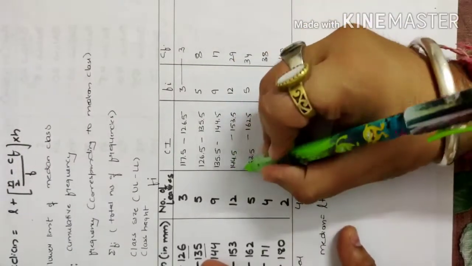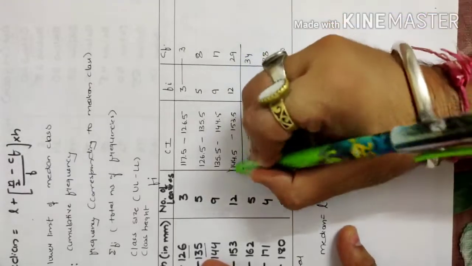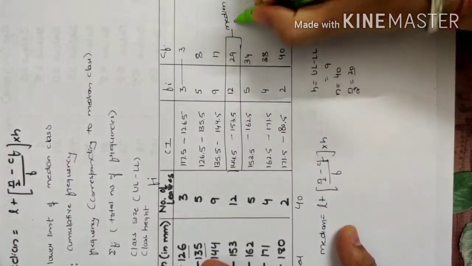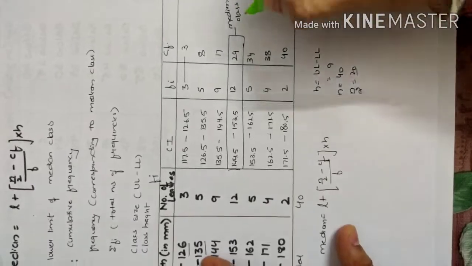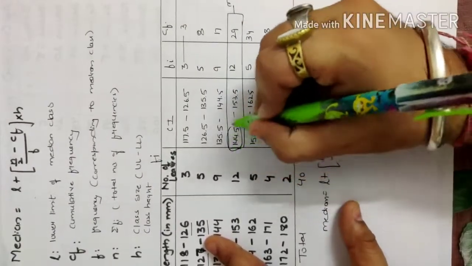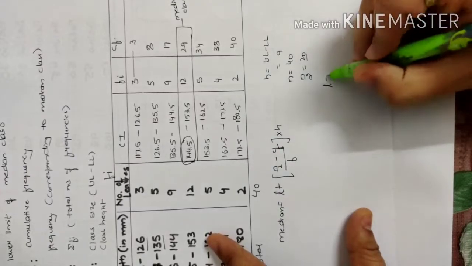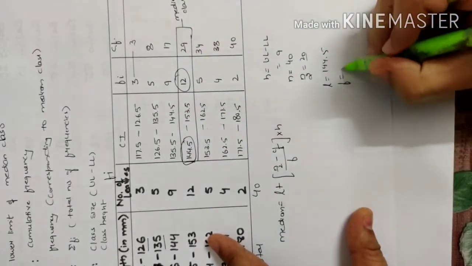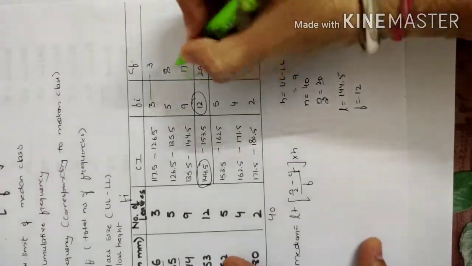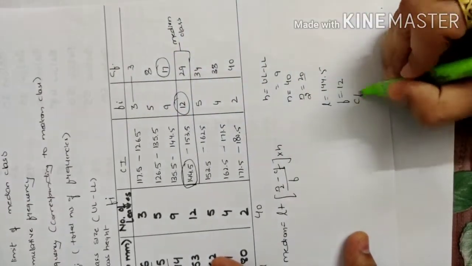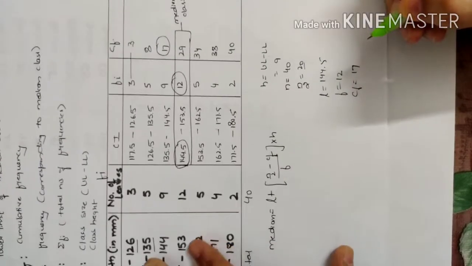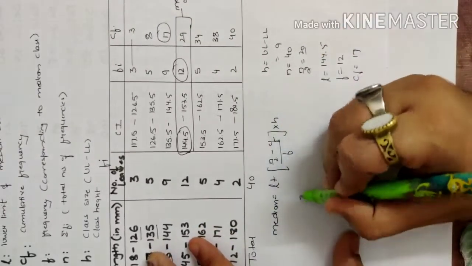So you make a block here. This block is basically your median class. In this median class, the lower limit is your L, frequency is 12, and you have to pick the CF of the class one above the median class. So CF is 17.